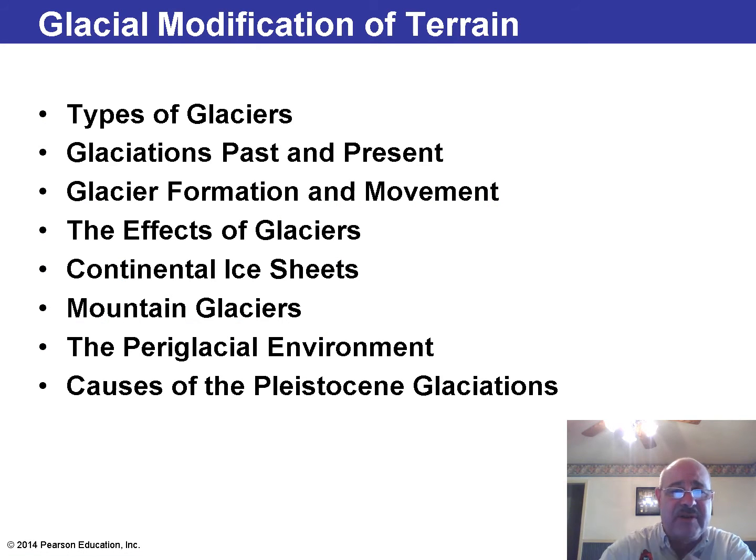All right, so these are some of the topics we're going to go over. Again, this is a two-part series, so we'll get through about half of them. Types of glaciers, glaciations past and present, glacier formation and movement, the effects of glaciers, continental ice sheets. Wait till you see the one that was over North America. Mountain glaciers, oh, that's cool too. And the paraglacial environment and causes of Pleistocene glaciations.